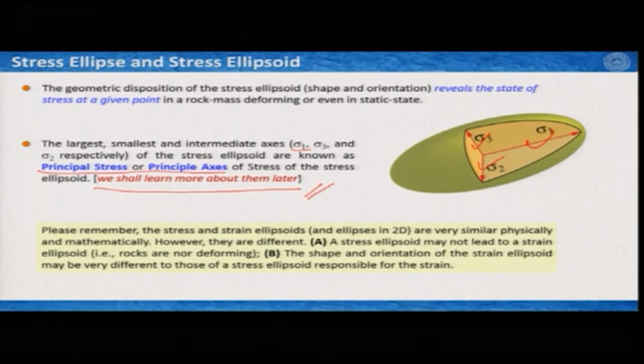However, always remember that these are different. A stress ellipsoid may not lead to a strain ellipsoid, as I just said, that rocks may not be deforming. And importantly, the shape and the orientation of the strain ellipsoid may be very different to those of the stress ellipsoid responsible for the strain.